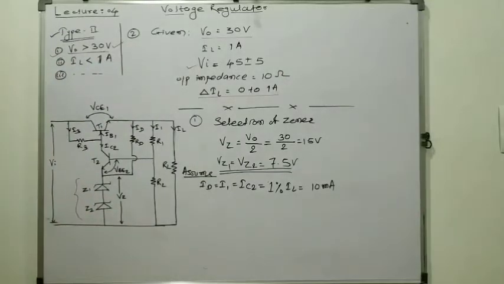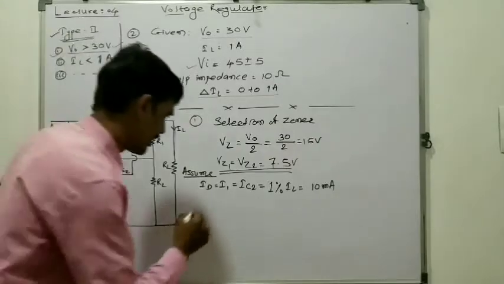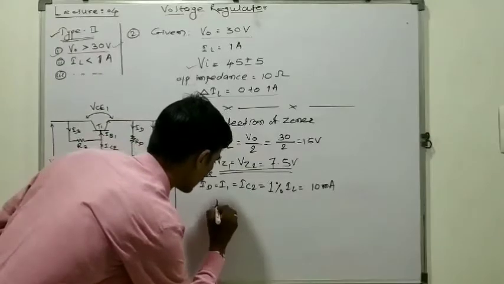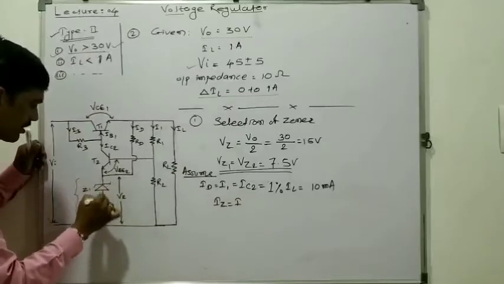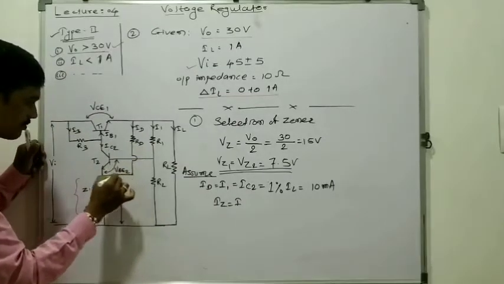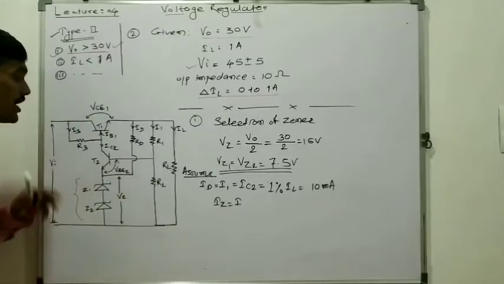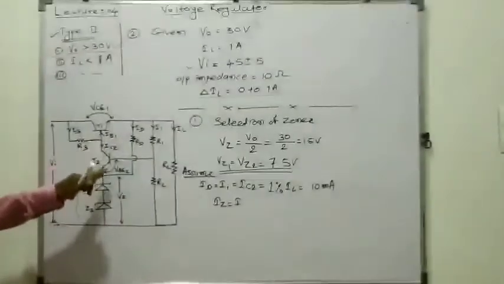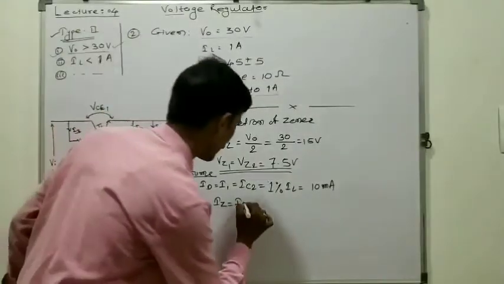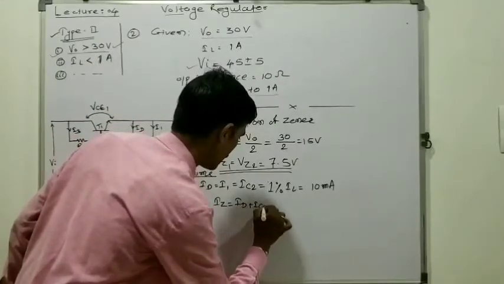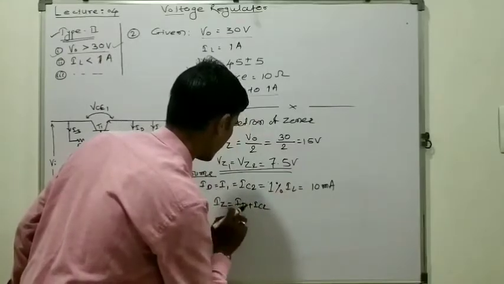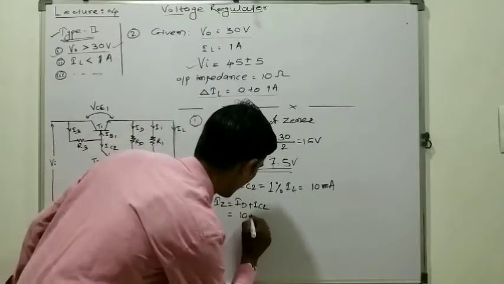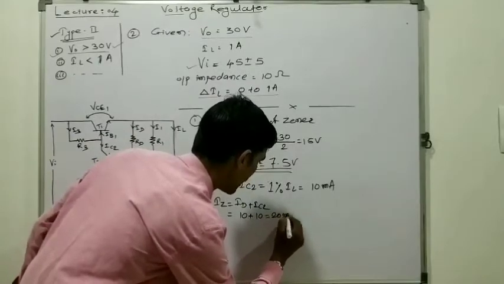Then next, we have to calculate the power rating of the Zener diode. For the power rating of the Zener diode, we must know the Zener current IZ. IZ is the current flowing through the Zener, so it is the addition of ID plus IE2, and IE2 is approximately equal to IC2. So IZ is equal to ID plus IC2. IC2 is 10 milliampere and ID is also 10 milliampere, so 10 plus 10 is equal to 20 milliampere.